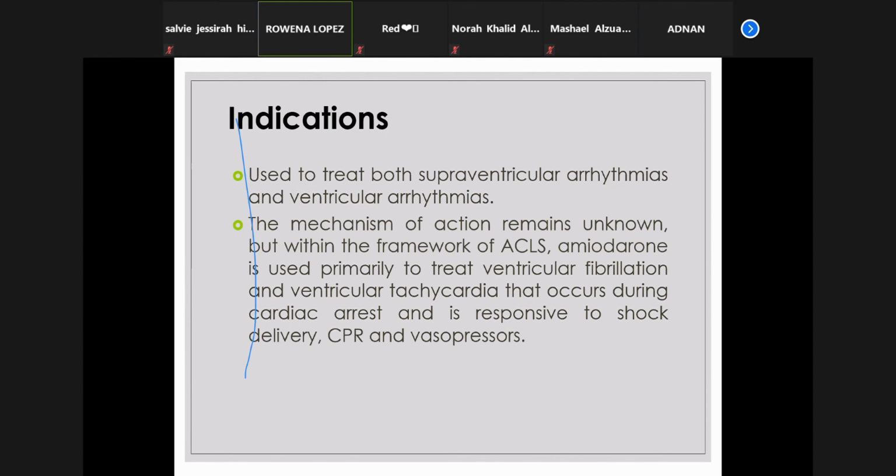Indications: supraventricular tachycardia and ventricular arrhythmias. For SVT, we need to identify if it is narrow regular or narrow irregular, and also wide regular or irregular. And of course, for SVT, if the patient is stable, we don't give amiodarone directly, but instead we have to do carotid massage. For the carotid massage, only one side of the carotid will be massaged for at least 10 seconds. Please remember, 10 seconds.